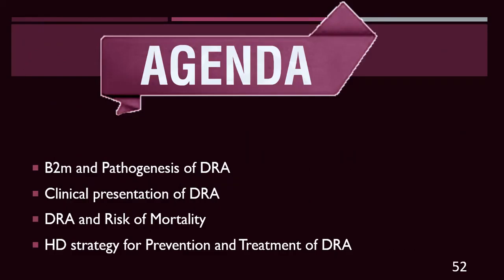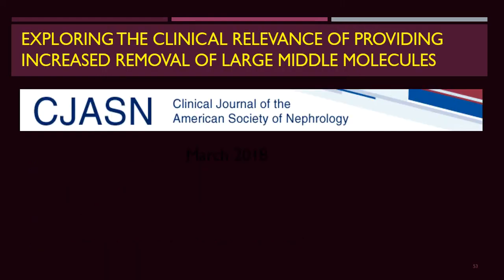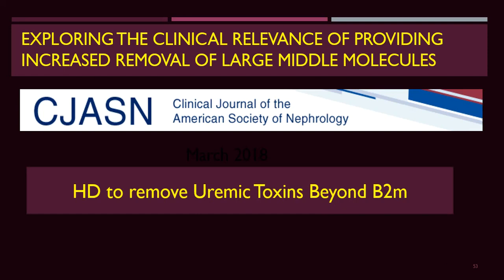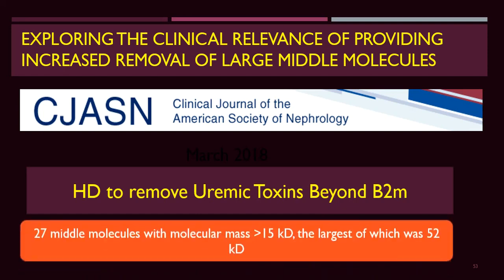What is the strategy for prevention and the treatment of dialysis-related amyloidosis? It's mainly preventive. Hemodialysis removes uremic toxins beyond beta-2 microglobulin as well, because beta-2 microglobulin is 11,000 Dalton, but in addition there are at least 27 middle molecules bigger than beta-2 microglobulin, though it's considered the godfather of the middle molecules.